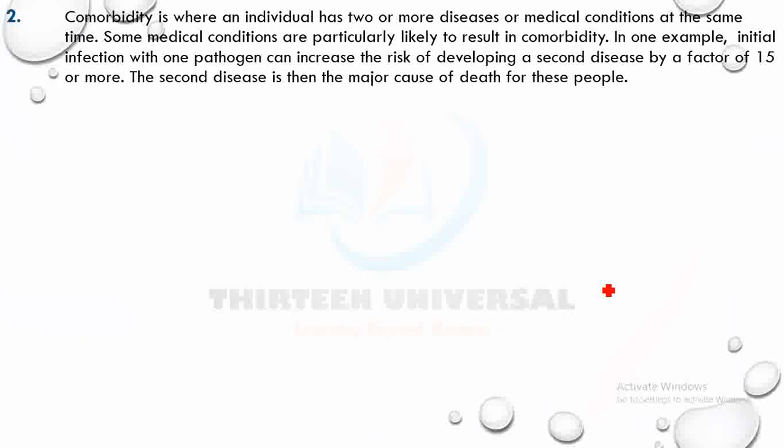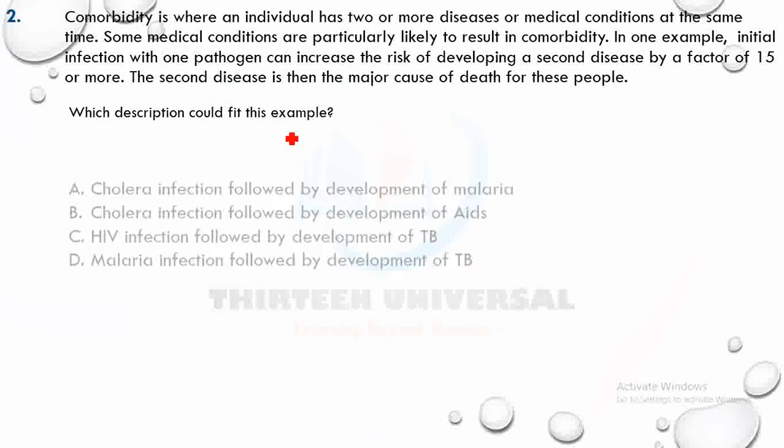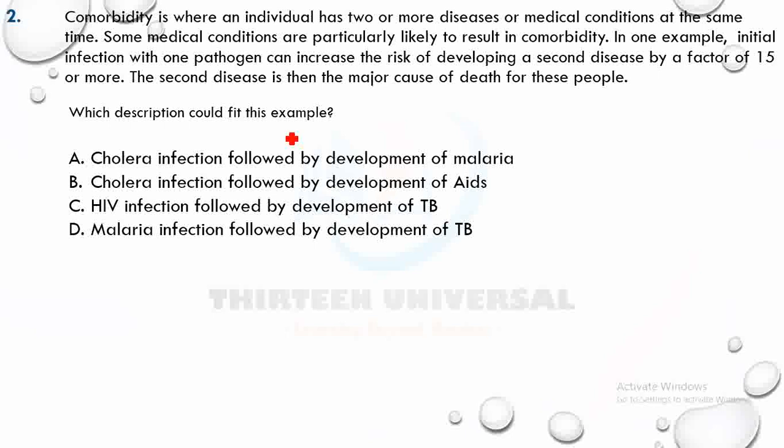Comorbidity is where an individual has two or more diseases or medical conditions at the same time. Some medical conditions are particularly likely to result in comorbidity. In one example, initial infection with one pathogen can increase the risk of developing a second disease by a factor of 15 or more. The second disease is then the major cause of death of these people. What a pity. Let's look at it. Which description could fit this example, guys? Pause the video and try to answer the question.